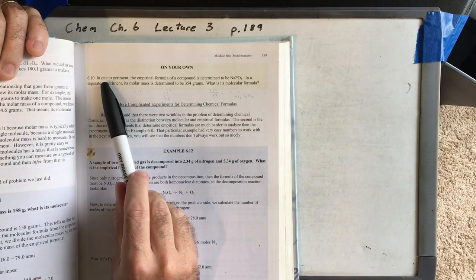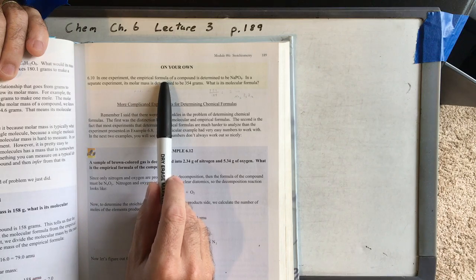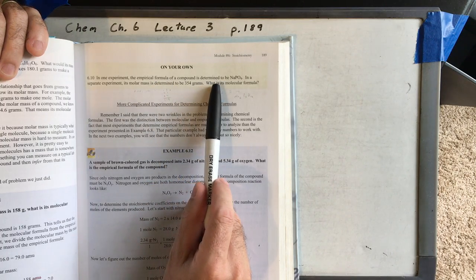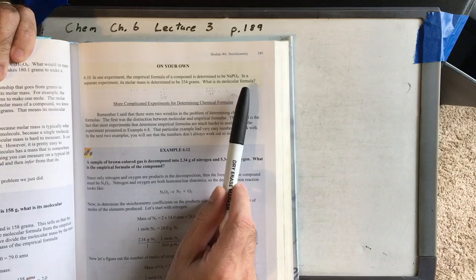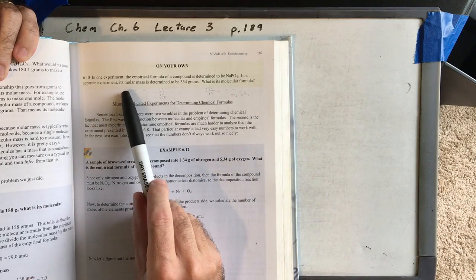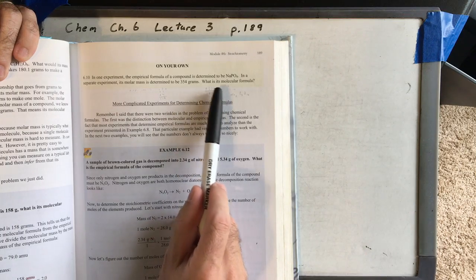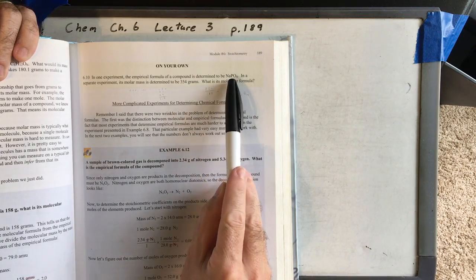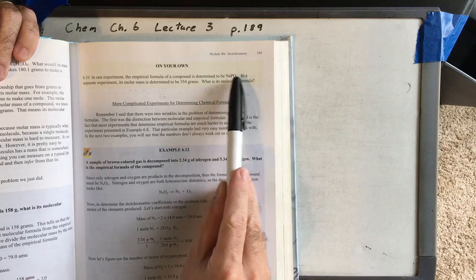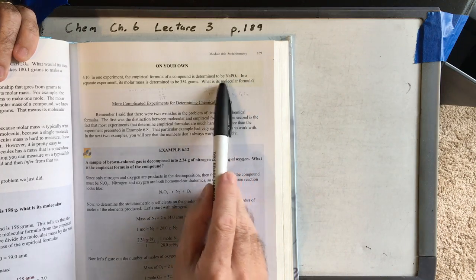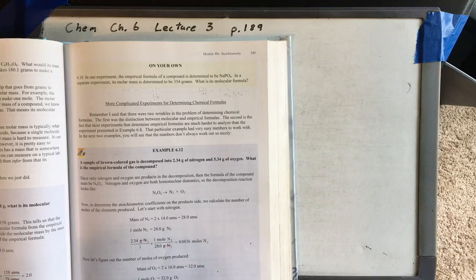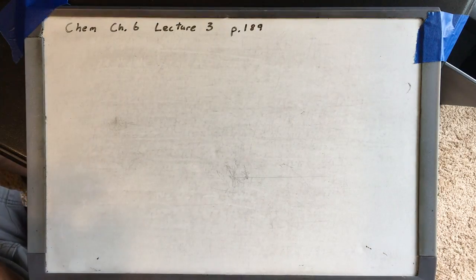Okay, so the first one that we're going to work, 6.10, says, in one experiment, the empirical formula of a compound is determined to be NaPO4. In a separate experiment, its molar mass is determined to be 354 grams. What's its molecular formula? Now remember, the empirical formula is simplest form, so we're asking for the molecular formula, which wouldn't be in simplest form, okay?